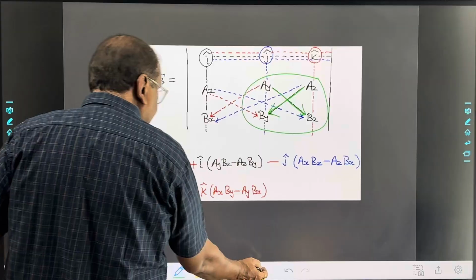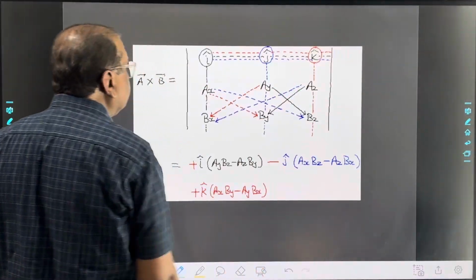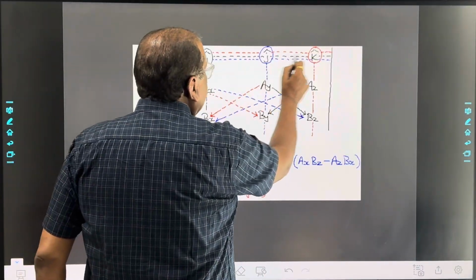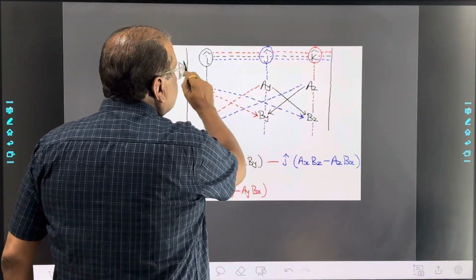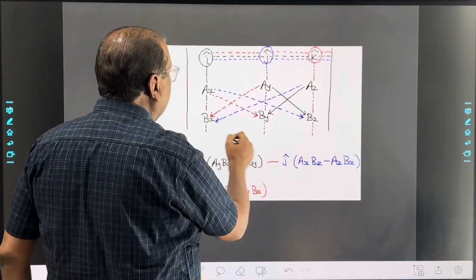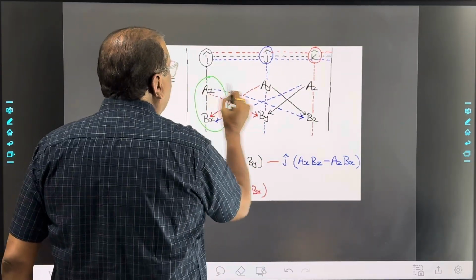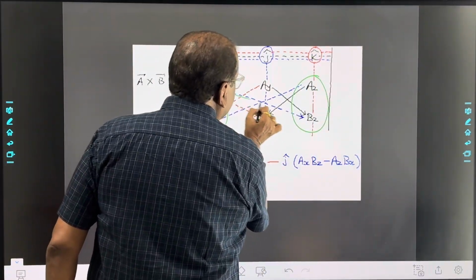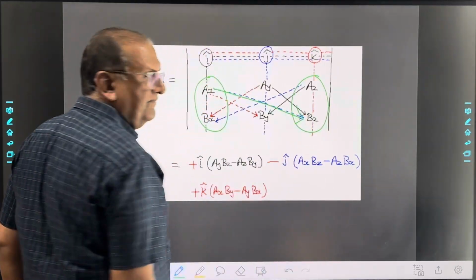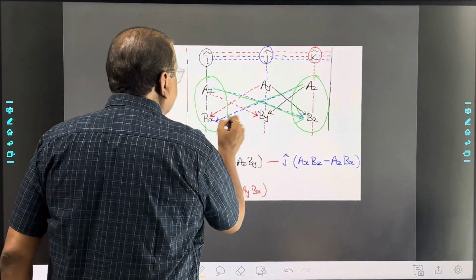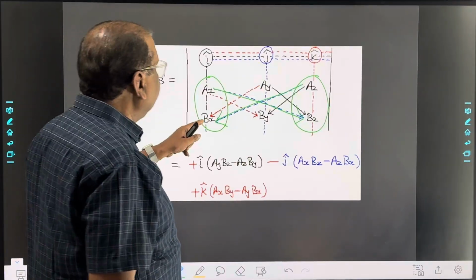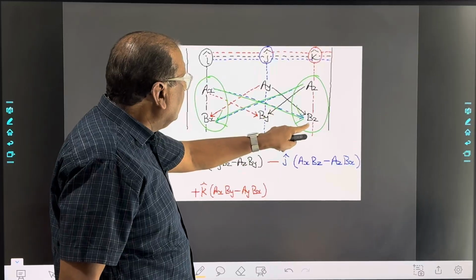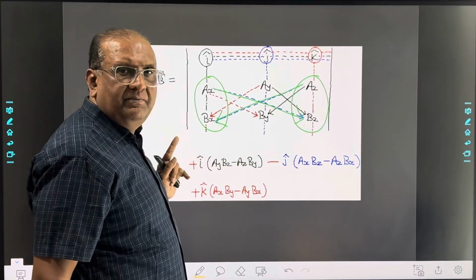Now this is the first thing. Then take this J caret. So J caret is in first row and second column. So discard first row and second column. So now we will have these 4 components. So again take the product of these 2 components in right direction, then minus in left direction. So J caret into AX BZ minus AZ BX.